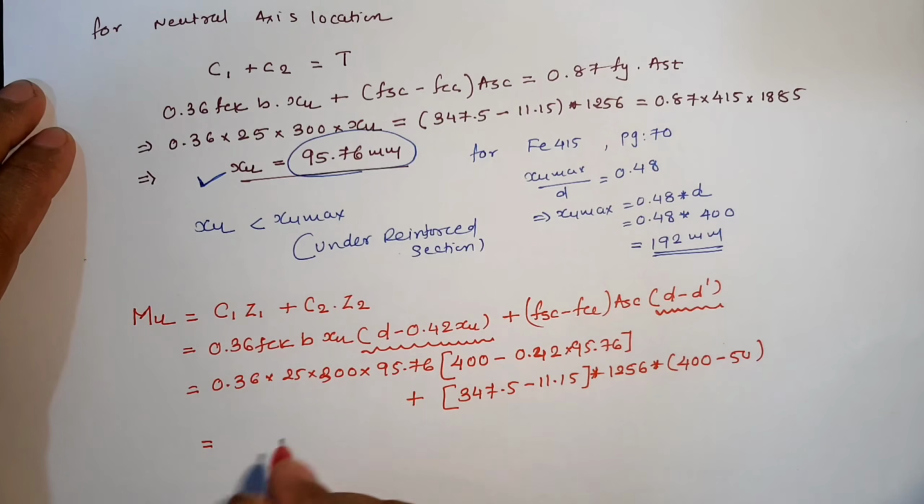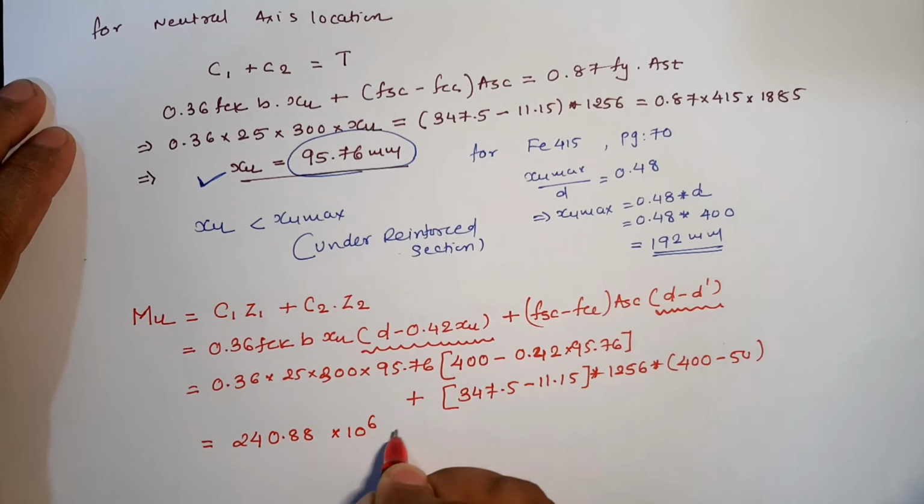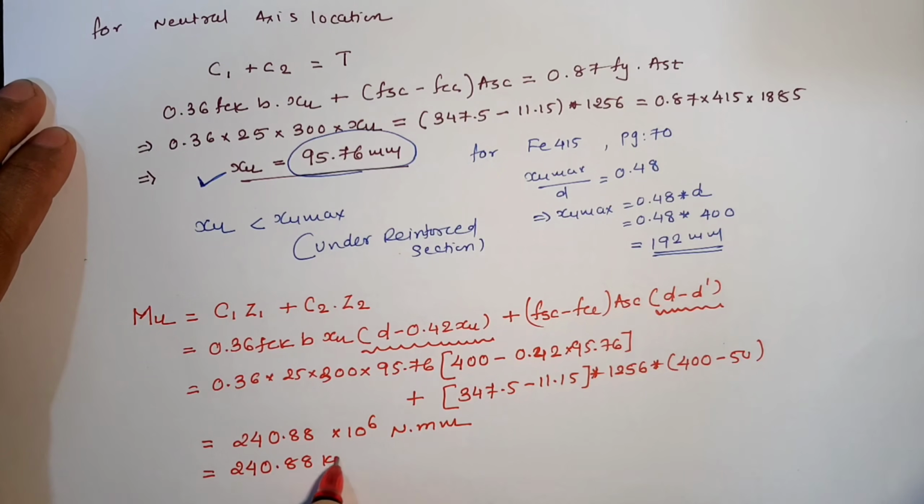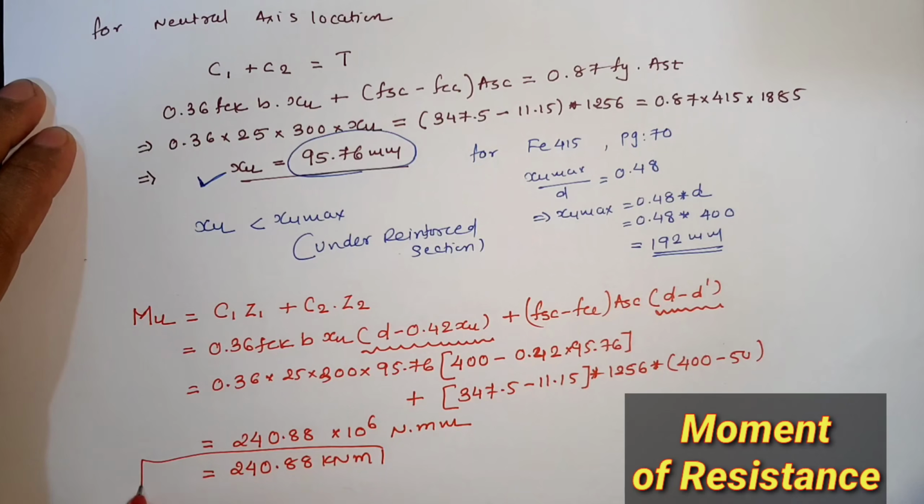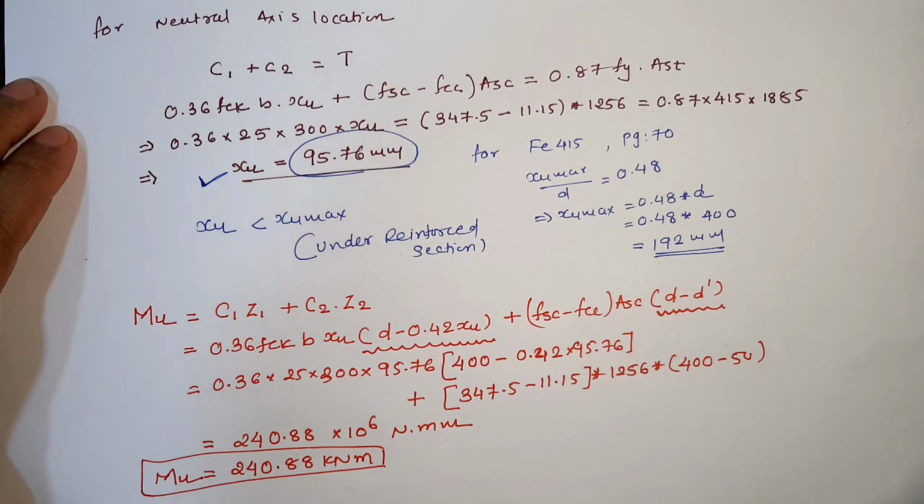Now calculating these terms, we have the moment of resistance as 240.88 into 10 raised to 6 in terms of Newton mm. So in terms of kilonewton meter, it is 240.88 kilonewton meter. So we can calculate the moment of resistance from the given data.